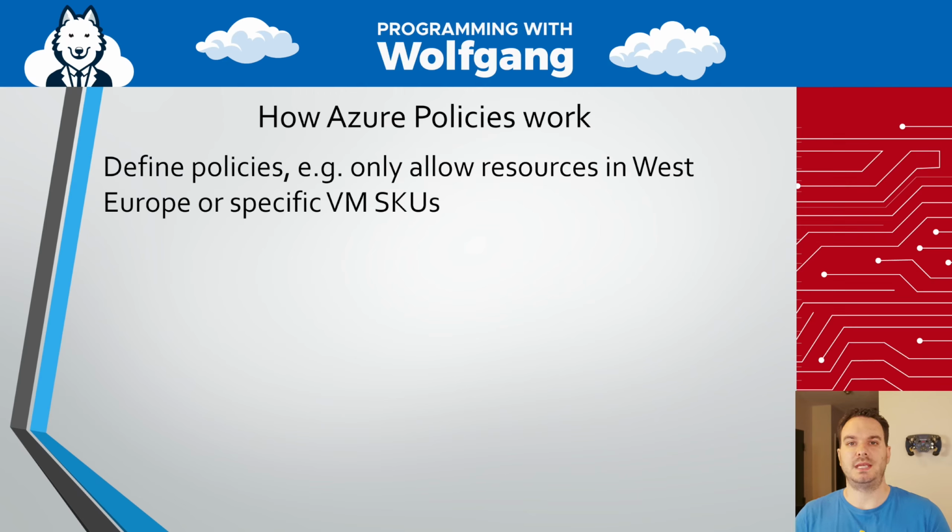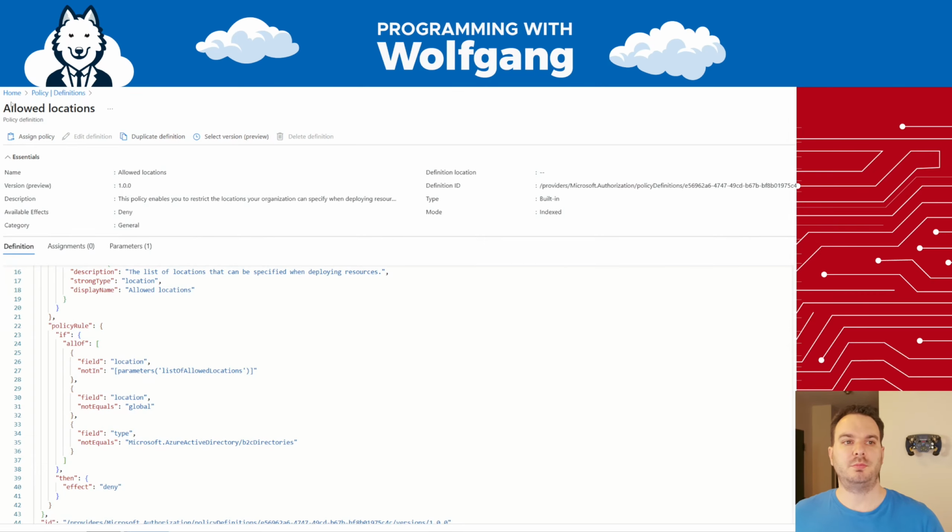This also might make sense if I buy reservations from Microsoft, so I get my VMs for cheaper. Then I want to have the same VMs all over my company, so I can apply these reservations to all of them. Now let's take a look at how this definition looks in Azure. Here I have the policy with the name allowed locations. It's a Microsoft built-in policy. This means it's already provided by Microsoft. I can just pick it and apply it, but I can also copy it and change it if I need to.